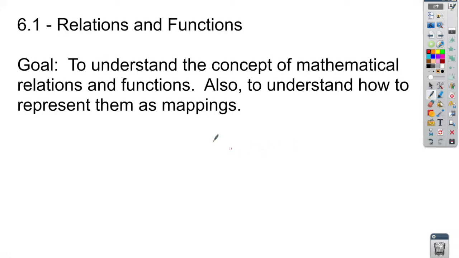All right, now 6.1 is all about understanding what's the difference between relations and functions. To understand that concept, mathematical relations and functions are a little bit different. And in addition to all the different ways that we've learned to display functions so far, as a table, as a graph, as an equation, we're also going to learn how to represent them as what we call mappings. Mappings is a new one that we haven't seen before. All right, so let's get started.